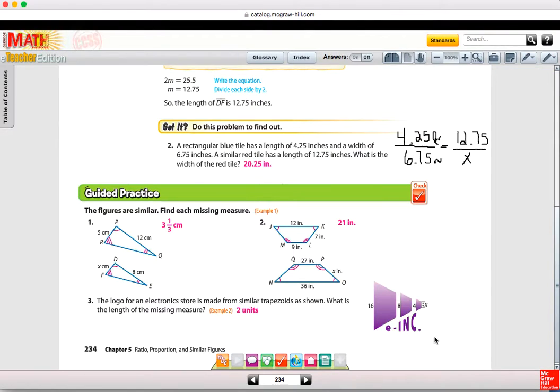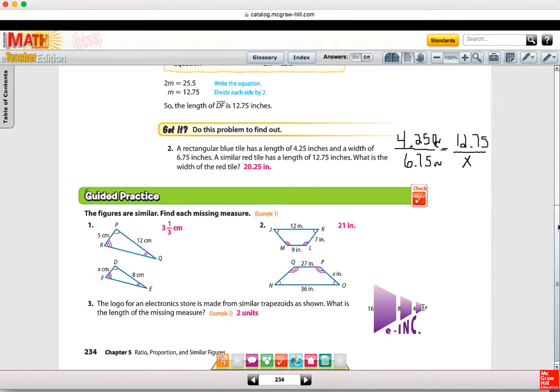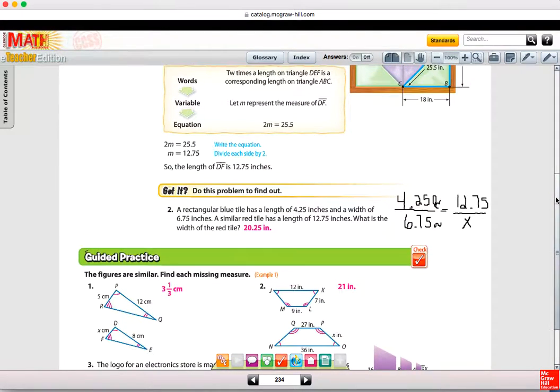On the next page, we have a problem in the middle of page 234. A rectangular blue tile has a length of 4.25 and a width of 6.75. Notice that I put the length and the width next to that because when you're writing these proportions, you need to make sure that you have the numbers in the right position.